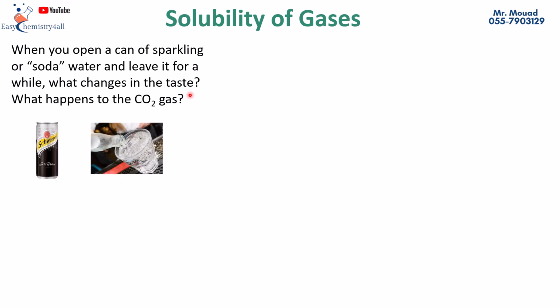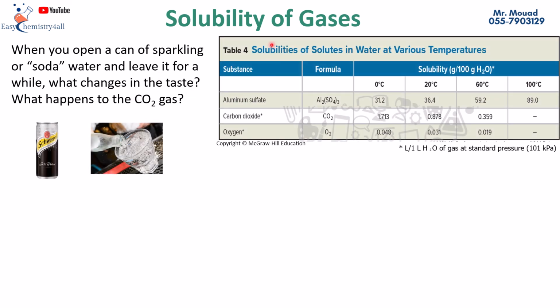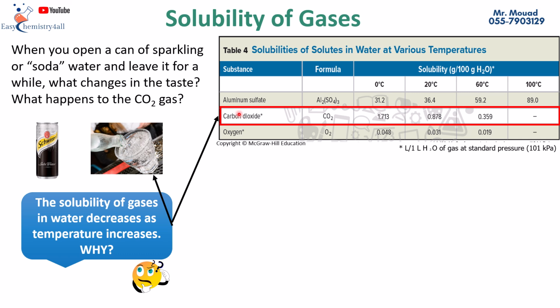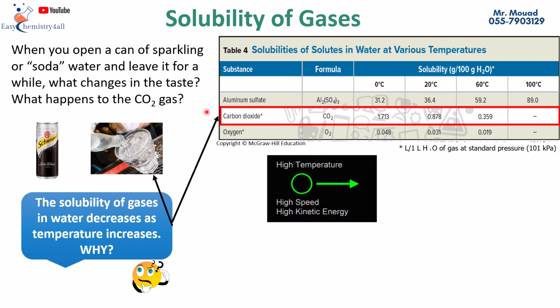So, using this question and the table here and the statement that we have down, we want to answer the question of why. The statement says the solubility of gases in water decreases as temperature increases. Why? Again, use the statement or the question that you have up here, the table which contains the solubility of carbon dioxide at different temperatures, and the information from the kinetic molecular theory. Try and find an answer. You can stop the video and come back to it later.